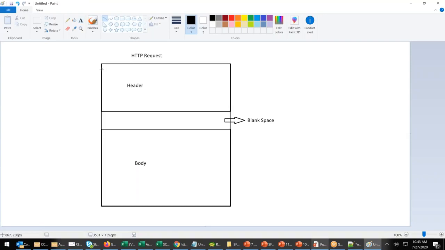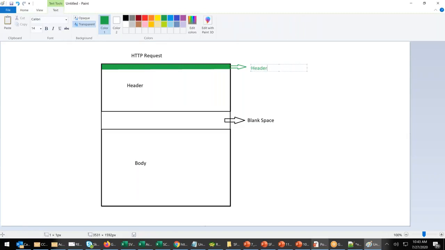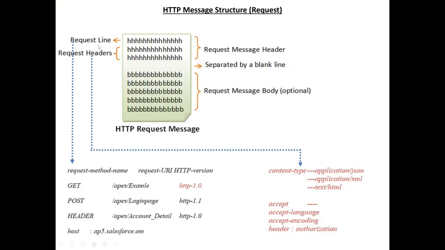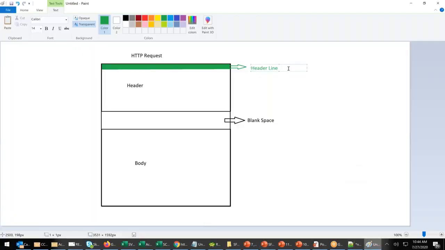In the header, the first line of the header is called the header line. It's very important. The same structure I'm showing you here: request line or header line, right? What will the request line or header line contain? The first line itself will contain 3 things. Number one, the host name, host address, right?